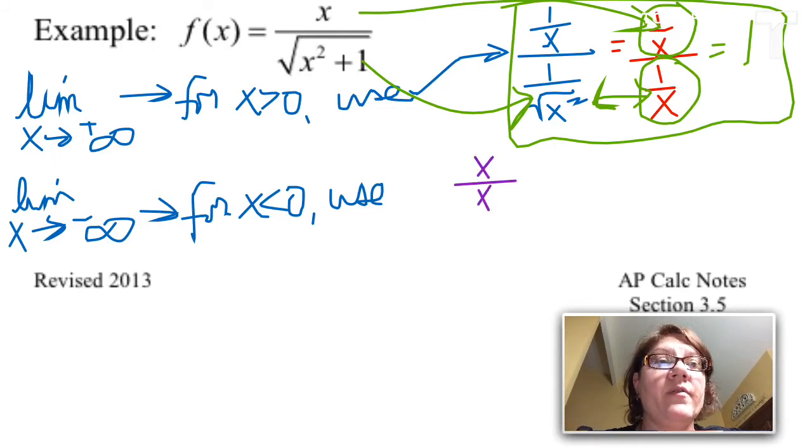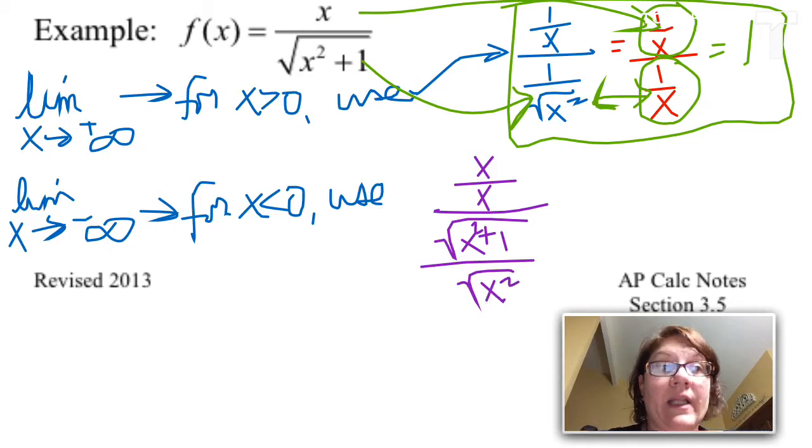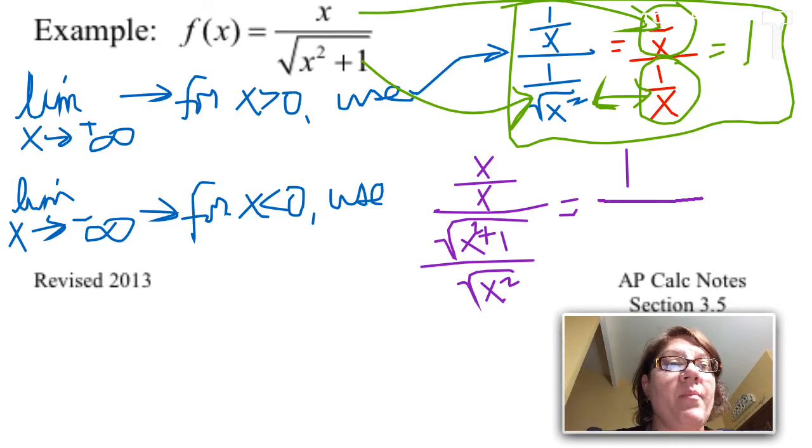So I'll have x over x from the top, and square root of x squared plus 1, oops, over square root of x squared. And of course I love to simplify, so that top is going to be 1. And that bottom, I can put all inside the radical. I just have to remember that everything is getting divided by x squared.